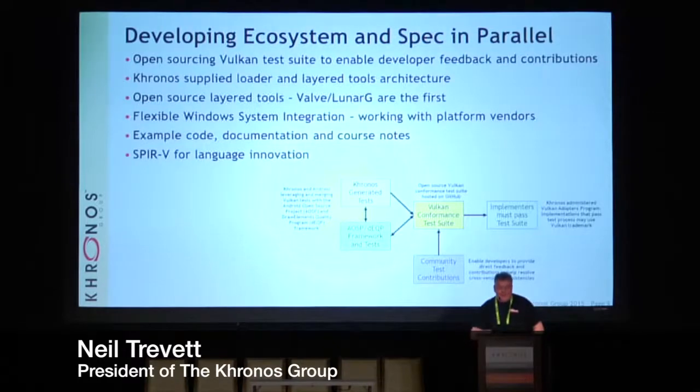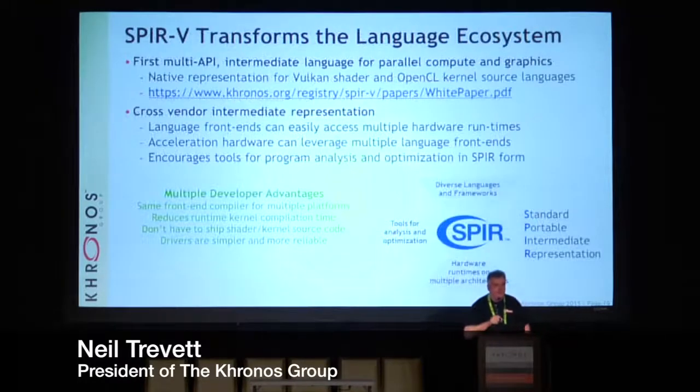Are we going fast enough? All right, okay. So ecosystem is the thing, and I'm not going to read this because we're going to get into more details, but in parallel with developing the spec, we're doing everything we can think of to develop an in-depth Vulkan ecosystem. Open source conformance tests, better documentation, tools layers, open source tools that plug into the tools layers, much more flexible Windows systems integration, and SPIR-V. And not being talked about anywhere else, I've got permission for Tom to spend 30 seconds on SPIR-V.